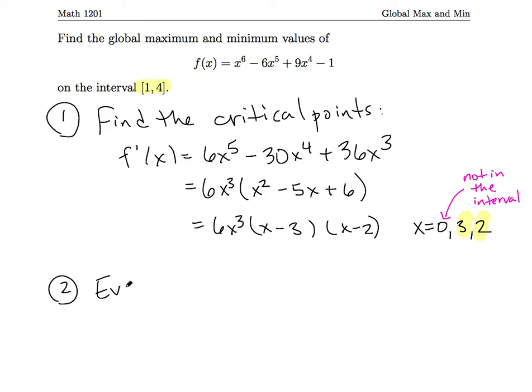Okay, and so now we're going to evaluate our function. We're going to do this at 4 points. So we'll use the critical points that are in the interval and also the endpoints. So it will be at x equals 2, 3, 1, and 4.